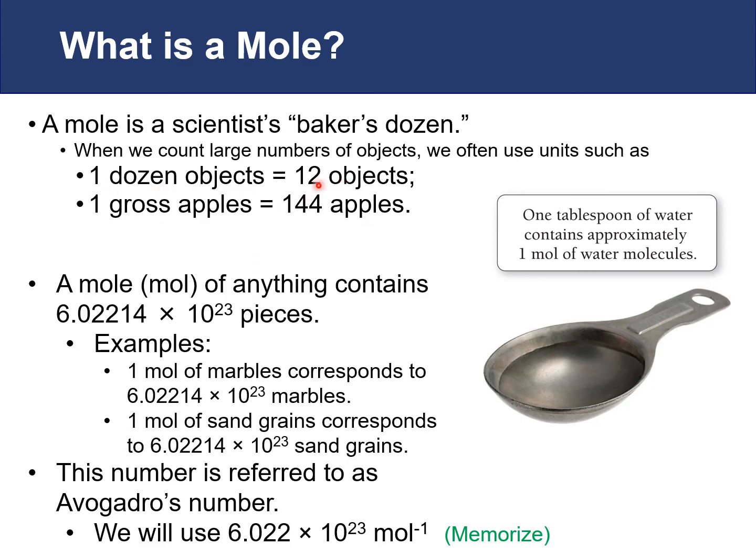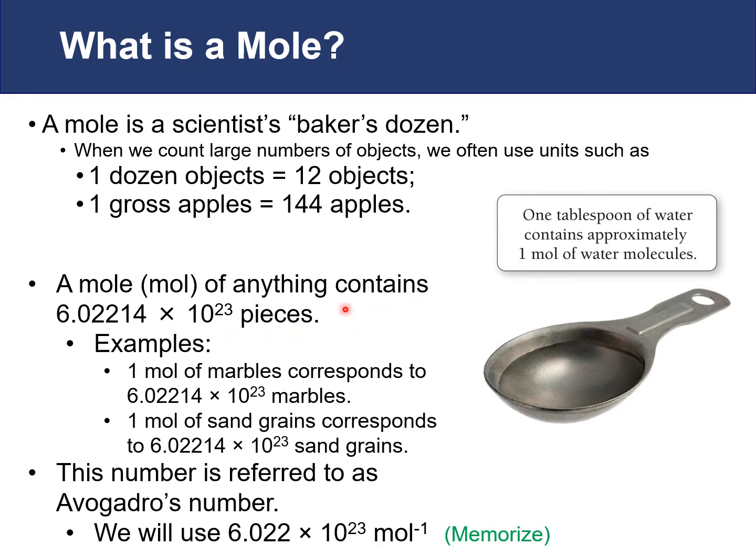So dozen means 12, gross means 144, mole means 6.02214 times 10 to the 23rd power. It's a lot larger than a dozen or a gross, but the concept is the exact same. When you say 1 dozen objects, like a dozen donuts, a dozen apples, you're talking about 12. When we're talking about a mole, we're talking about 6.02214 times 10 to the 23rd power things.